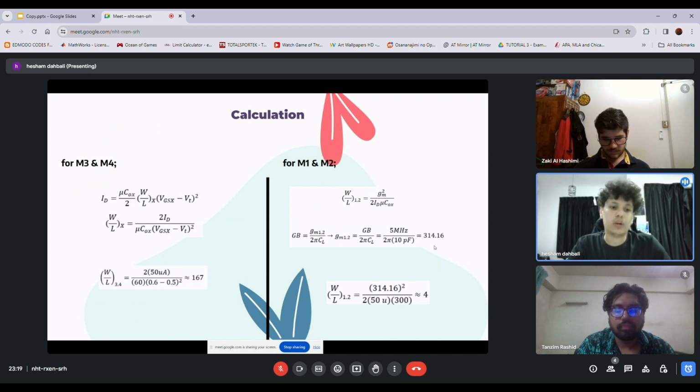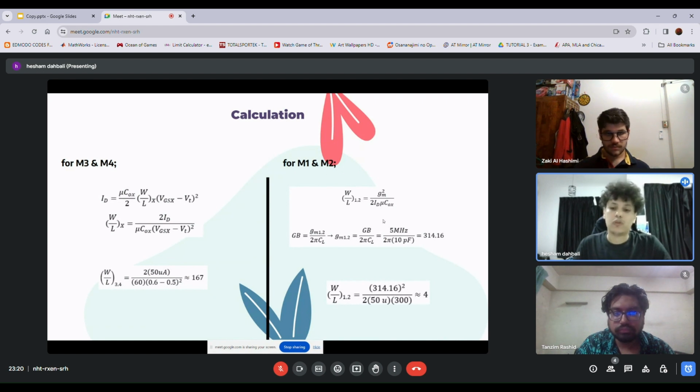So from the first equation, which is shown here, this is the general equation of the current flowing through the transistor while it's operating in the saturation mode. From there we extracted the W over L, and we calculated it for M3 and M4, as they are both mirrored, and they are both PMOSes. We calculated it to be 176.